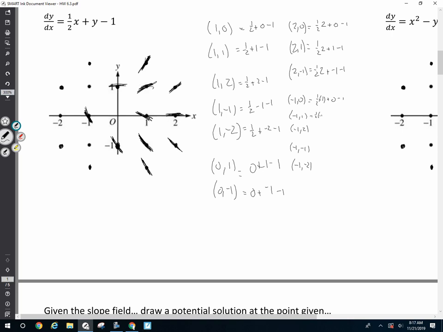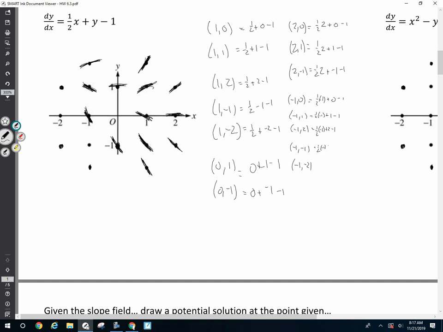1 half times negative 1 plus 1 minus 1 will be negative a half. One half negative 1 plus 2 minus 1 will be a half. Positive half. I'm about there. Over 2, up 1 over 2.